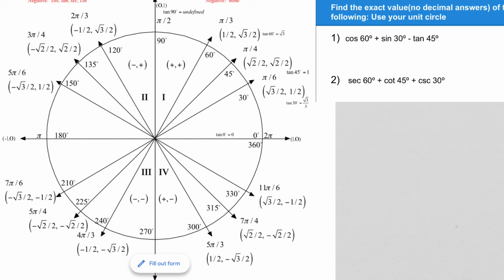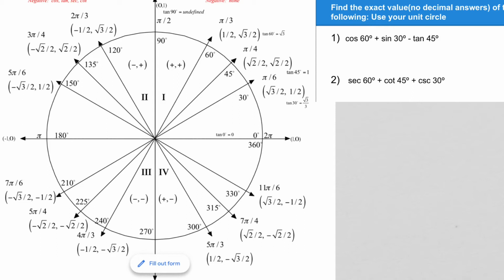My suggestion is to print it out. You definitely need this for your test. So they're going from 30 to 45 to 60 to 90, and it keeps going around, so on and so forth. All right, it says find the exact value, no decimal answers, of the following. So the exact value means I need to use the unit circle.